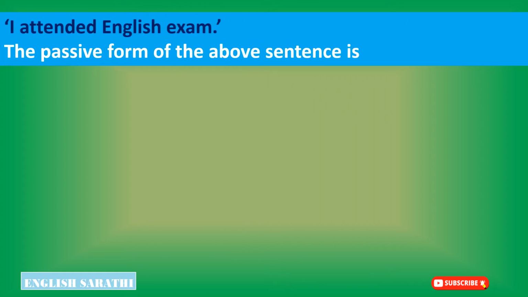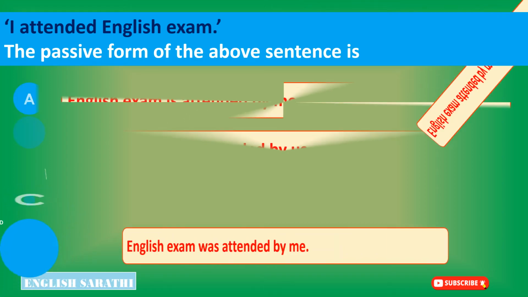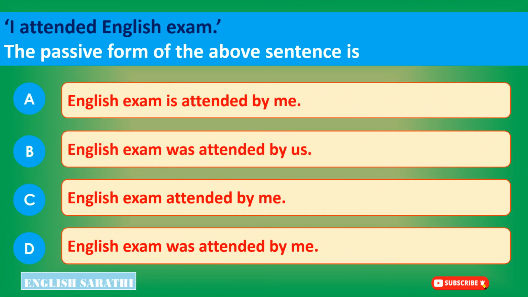I attended the English exam. The passive form of the above sentence is. The above sentence is in the simple past tense. Look at the following options. Option A. English exam is attended by me. Option B. English exam was attended by us.